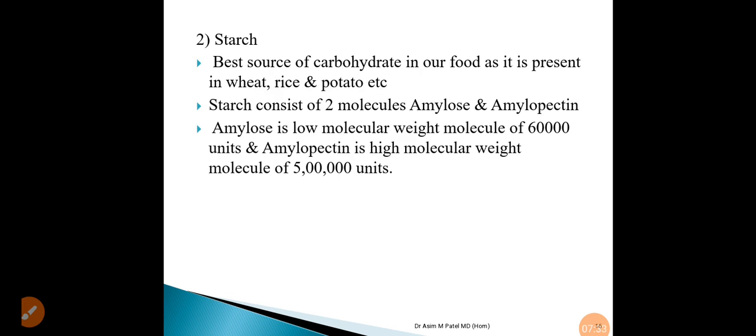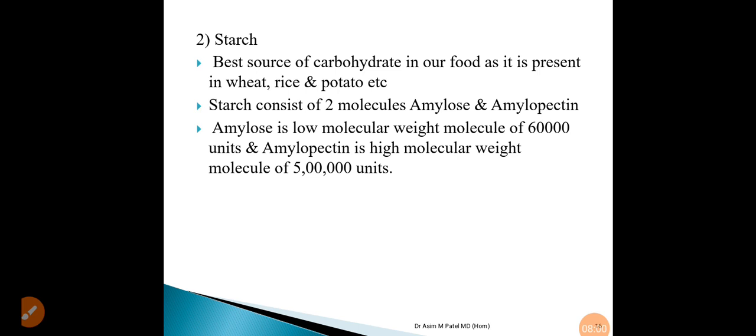The next thing is about starch. It is the best source of carbohydrate in our food, as it is present in wheat, rice, and potato. Starch consists of two molecules, amylose and amylopectin. Amylose is a low molecular weight molecule of 60,000 units, and amylopectin is a high molecular weight molecule of 5 lakh units.